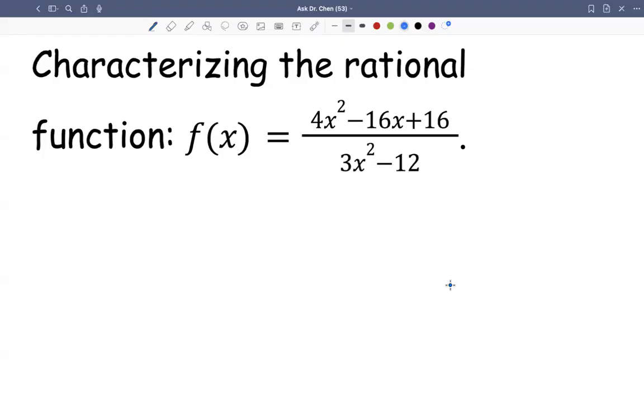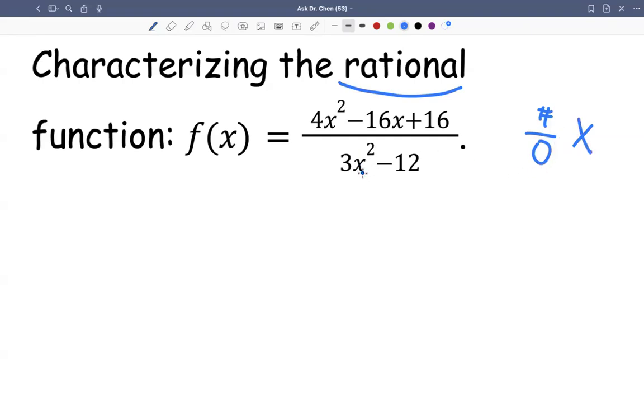Let's see this question. We want to categorize this rational function. It's called a rational function because the variable appears in the denominator. So if the variable appears in the denominator, when x is a certain value, the denominator will be 0. But in mathematics, the denominator can never be 0, right? This does not exist in mathematics.